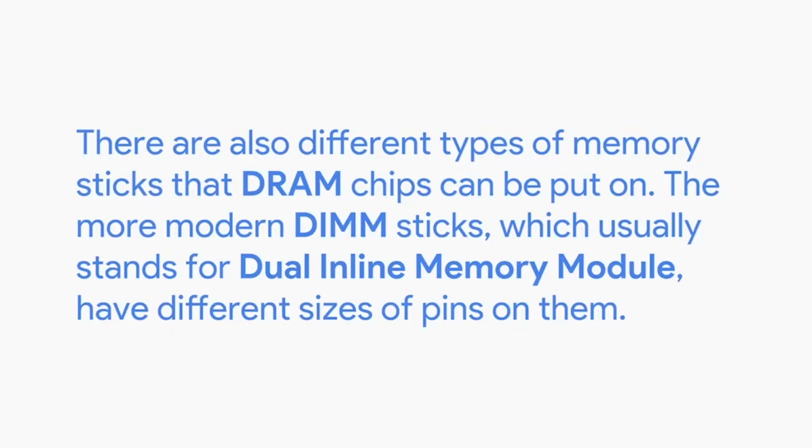The more modern DIMM sticks, which usually stands for Dual Inline Memory Module, have different sizes of pins on them. I should call out, we don't really buy RAM based on the number of DRAM chips they have. They're labeled by the capacity of RAM on a stick, like an 8 gig stick of RAM.